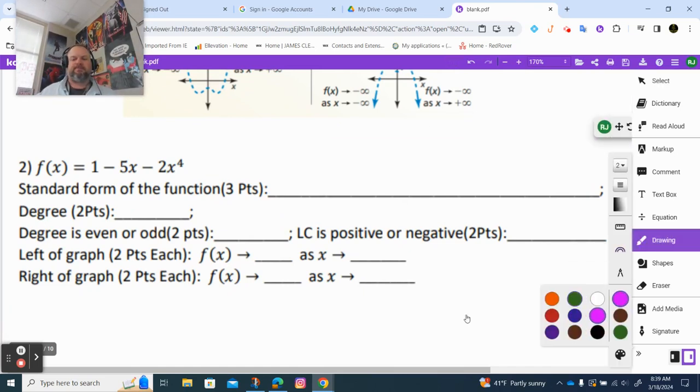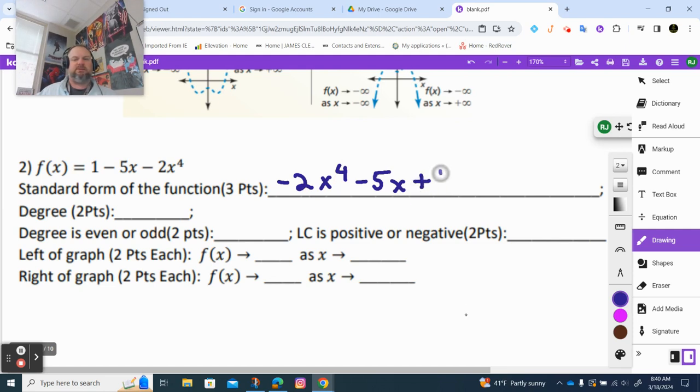So let's look at number two. Standard form of the function. Let's see, this would be negative 2x to the fourth minus 5x plus 1. All right, my degree is 4. That is even.